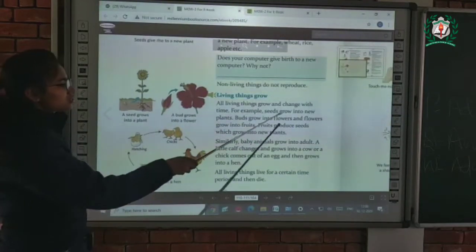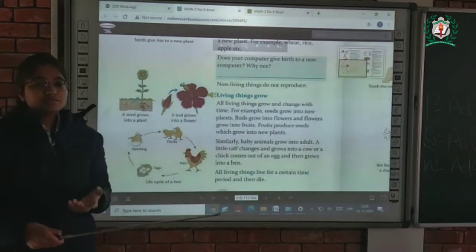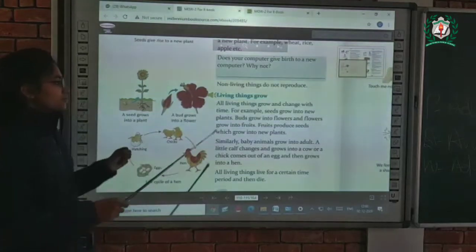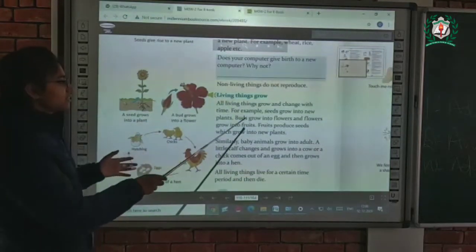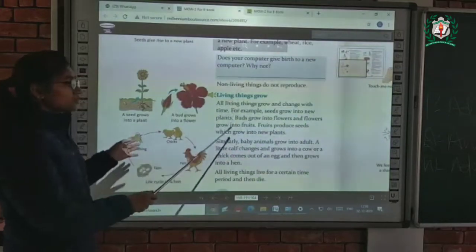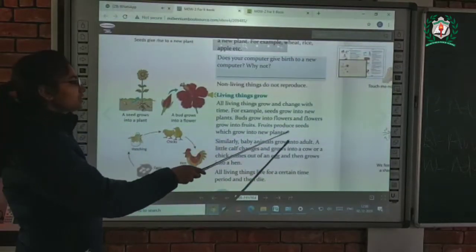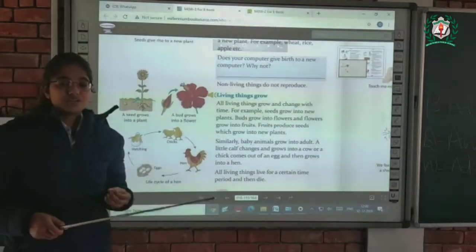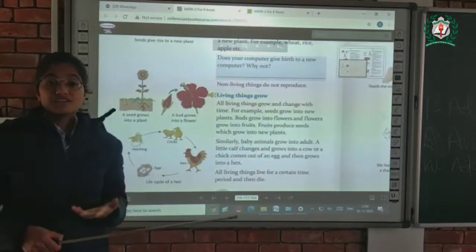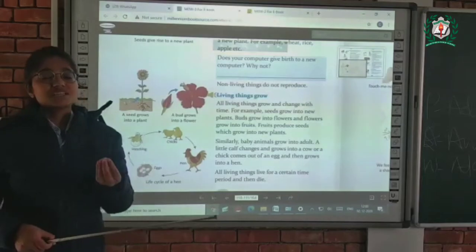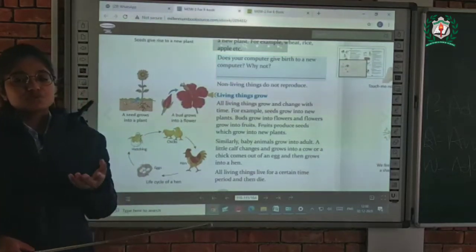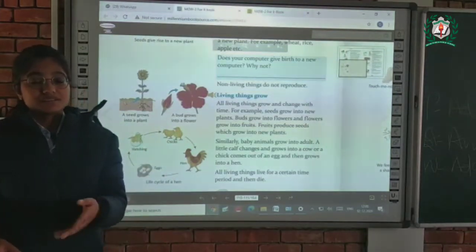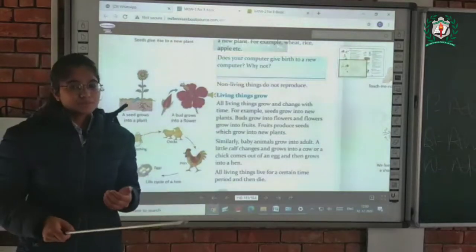For example, seeds grow into new plants. We have studied that when you put the seed into the soil, it becomes a plant. The buds which come on that plant then grow into flowers. Then the flowers grow into fruit, and the fruit again produces seeds which grow into new plants. If you have observed, when you eat apples, oranges, mangoes, you can find some seeds in that fruit, right? And if you put those seeds into the soil, then they become a new plant. The new plant grows from that seed.